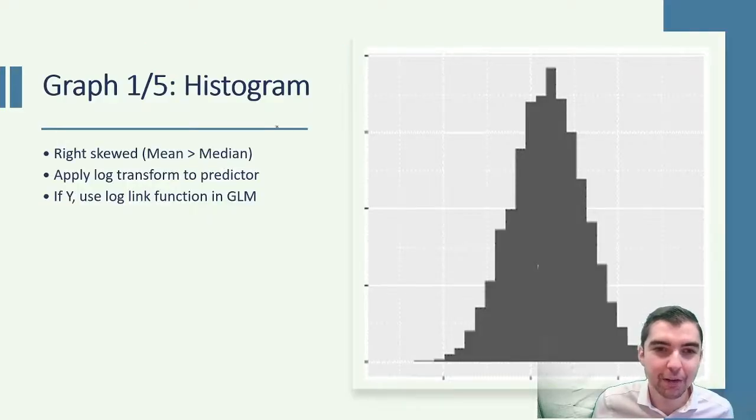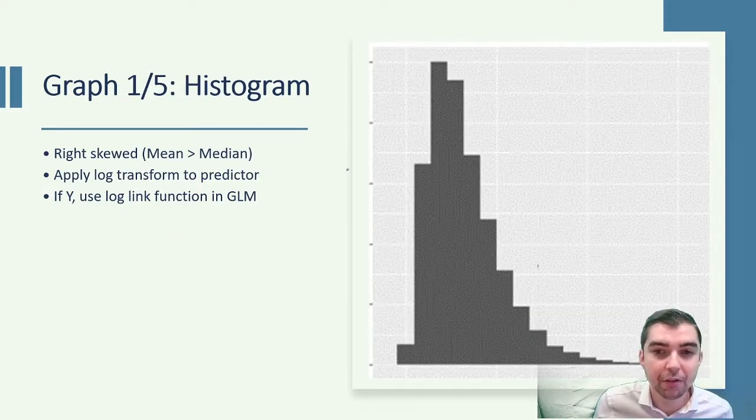The first type of graph that we'll look at is called a histogram. This shows you the overall distribution of a numeric variable. On the x-axis, you see the range of values, and on the y-axis, the frequency. If the graph is symmetric, then the mean will be equal to the median. That means that if it's a predictor variable, you won't need to apply a log transformation. If this is a target variable, such as y, the response, you could just use an identity link function in a GLM.